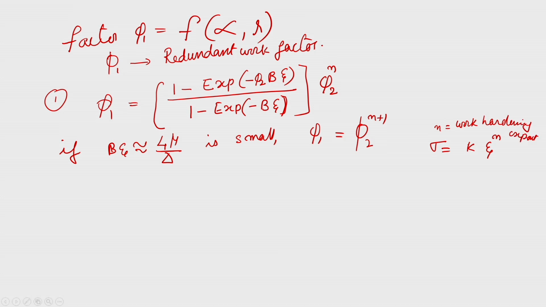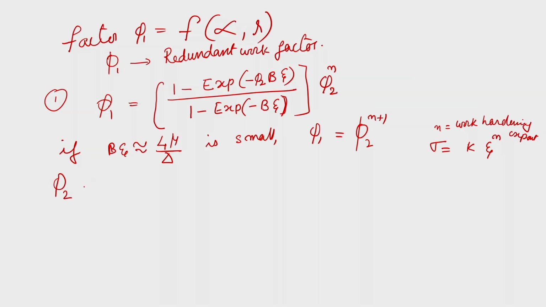So this is what happens. Now one should be able to distinguish very clearly between phi 1 and phi 2. Many books are sometimes confusing, but one should know the difference between phi 1 and phi 2. So phi 2 is the redundant deformation, whereas phi 1 is the redundant work factor.